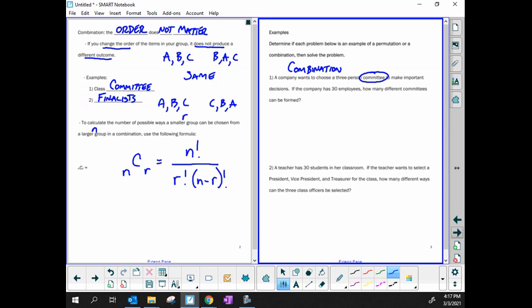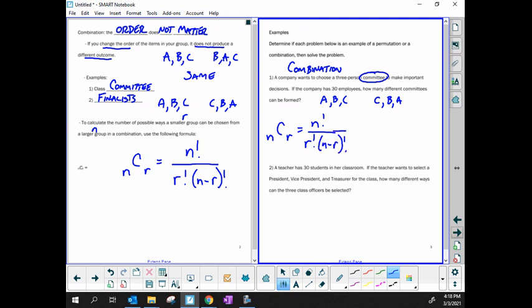If I say person A and person B and person C are on my committee, is that different than me saying person C and person B and person A is on my committee? No. It's the same committee because they're all equal on that committee. It's not like there's a president who's more important than the others. They're all equal. So me changing the order is not different. It's just me saying the names in a different order. So because the order is not important, this is a combination. Okay. So for a combination, we're doing NCR, which is N factorial over R factorial times N minus R factorial.